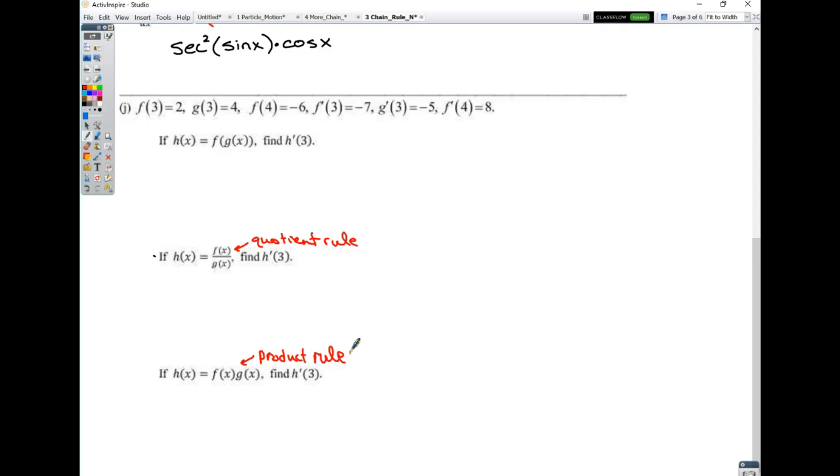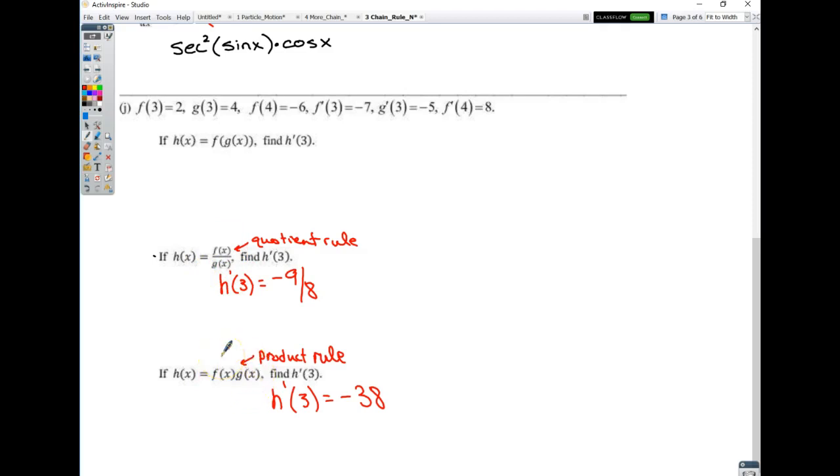The answer to this quotient rule is negative 9/8. And the answer to the product rule, this is h prime of 3, is going to equal negative 38. Let me double check that. Yes, negative 38. Those should be things that you can do on your own. Ho-de hi minus hi-de ho all over ho squared, or first times the derivative of the second plus second times the derivative of the first, plug in a value.